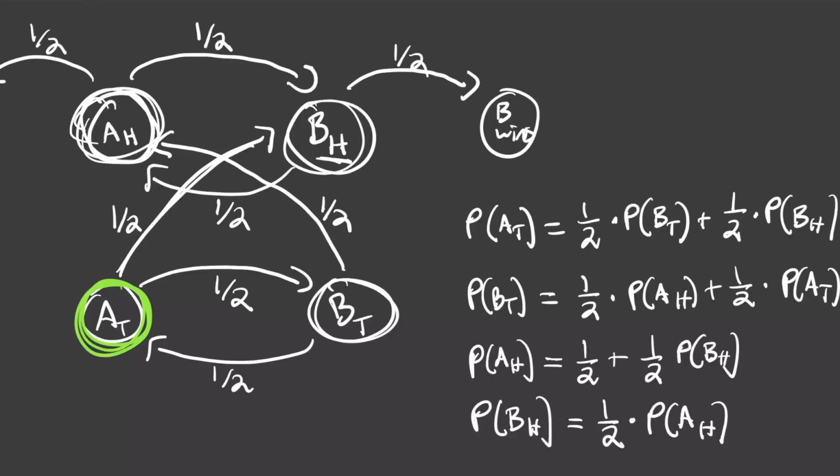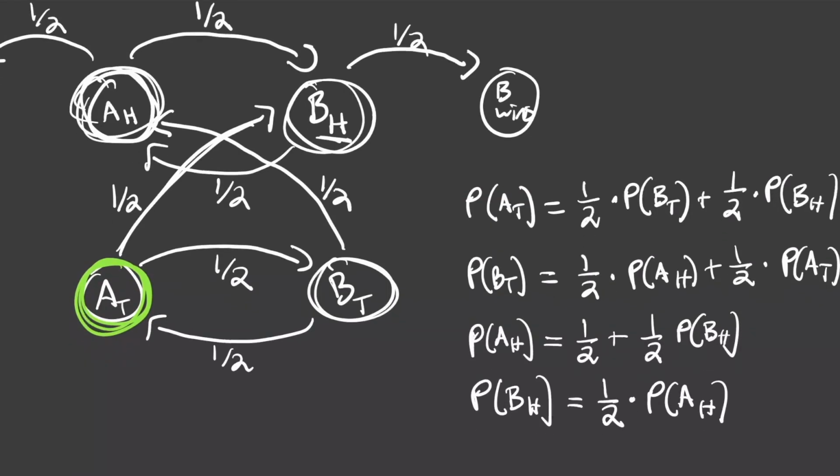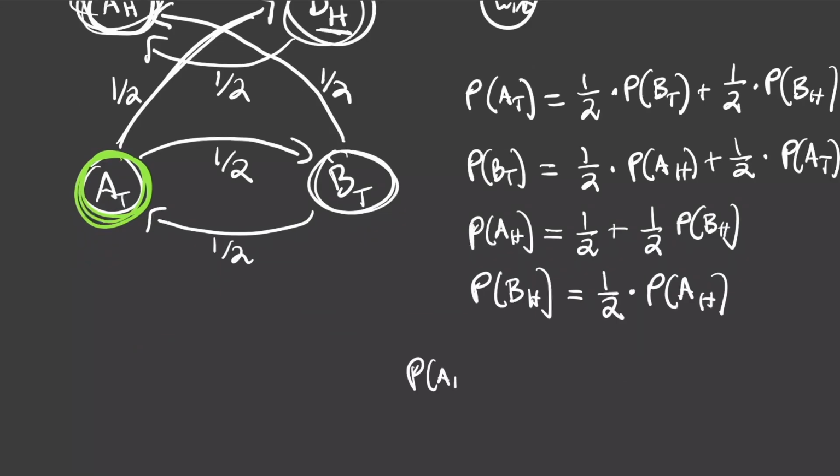Okay, now it's gotten a little complicated, but all we need to do is solve for this, because this was our starting state, right? So we just solve the system of equations. I can plug this in over here, and when I do that, I get that the probability of A sub h is equal to 1/2 plus 1/2 times this, which is going to give me 1/4 times the probability of A sub h. And when I subtract that over to the other side, I get that 3/4 times the probability of A sub h is equal to 1/2. So the probability of A sub h is equal to 2/3.